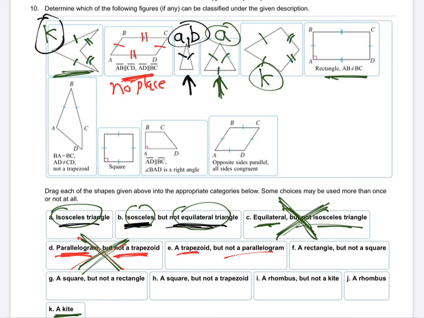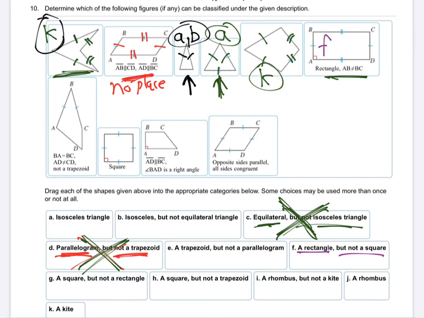Rectangle. It even says the name rectangle. We know it's a rectangle, but they're going to play games with the categories again. So what kind of a rectangle category should it go in? Is it a rectangle but not a square? Is that true? Yeah, that's true, huh? So it's F. It's a rectangle but not a square.